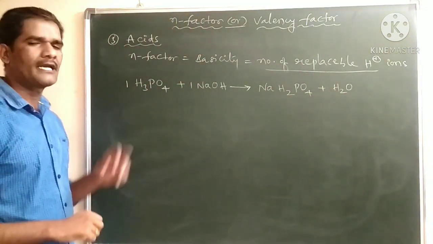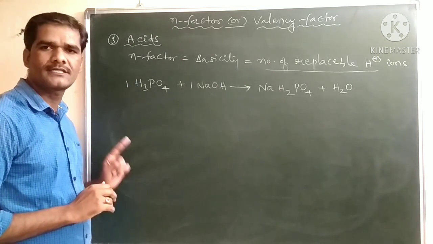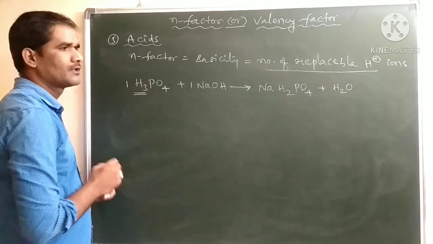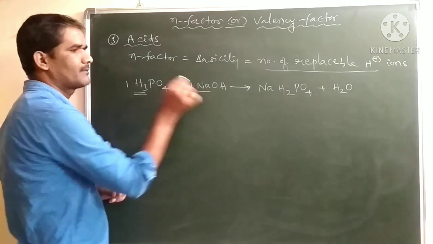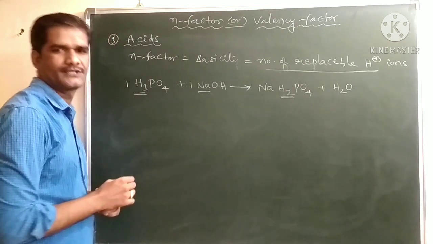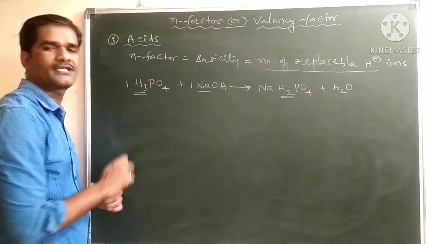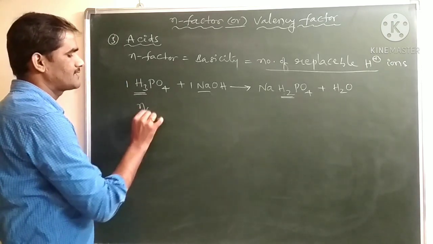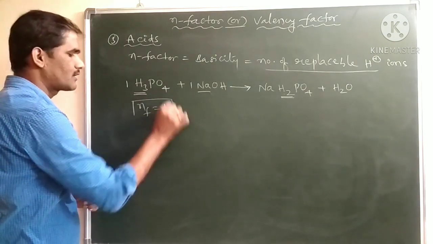So here, what is the N factor for H3PO4? Again, it is not 3. It is 1 only. Why? Again, out of 3 hydrogens, only 1 hydrogen is replaced by sodium. Sodium replaces only 1 hydrogen. The remaining 2 hydrogens are as it is. So how many replaceable hydrogens in this reaction condition? Only 1 hydrogen. So N factor for H3PO4 is 1 only here. It is not 3.